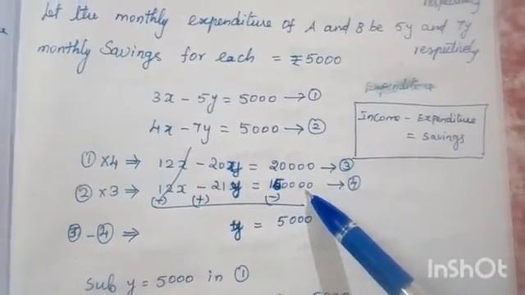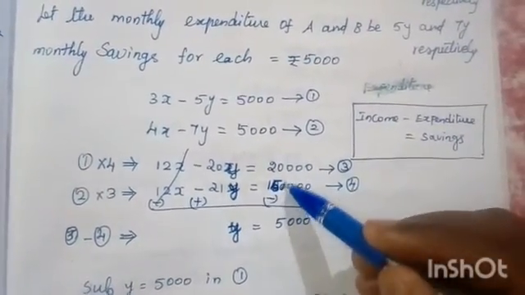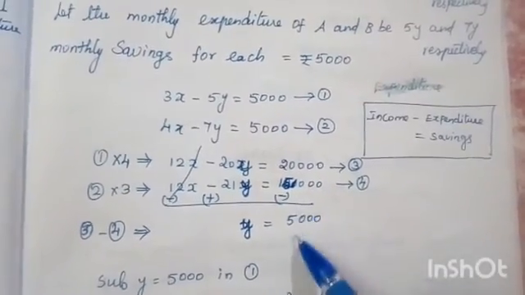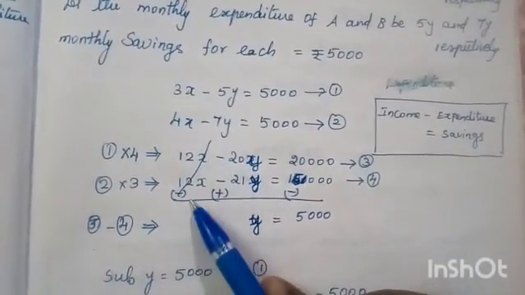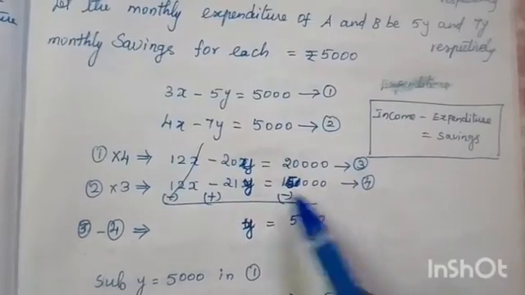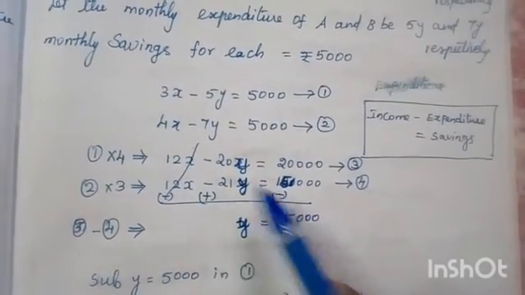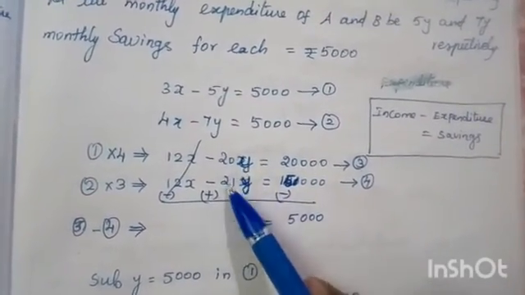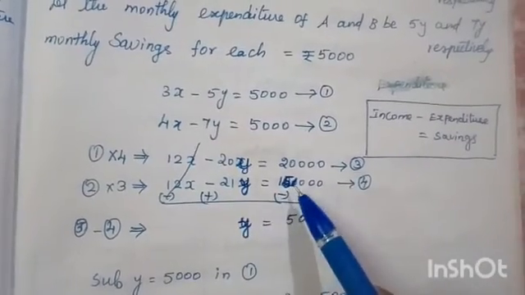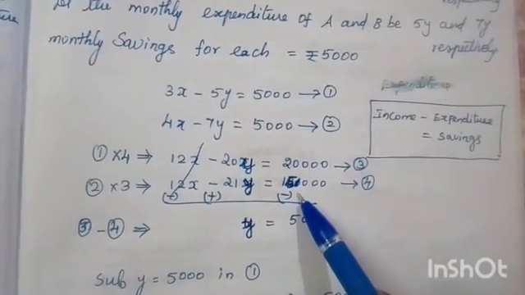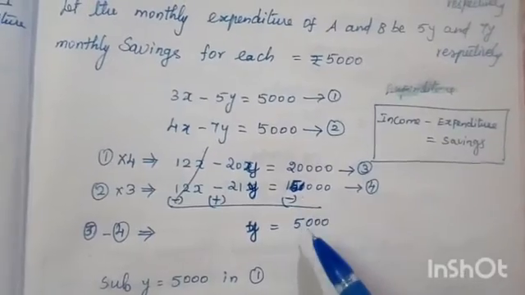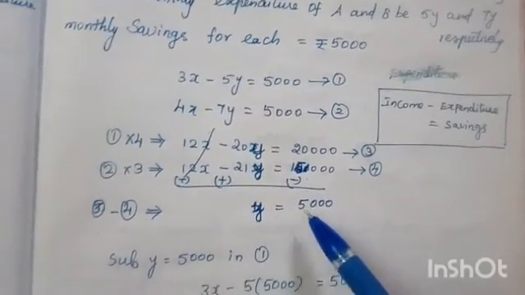15,000. Now subtract the second equation from the first: minus, plus, minus. The 12x terms cancel. 21y minus 20y is y. 20,000 minus 15,000 equal to 5,000. So y equal to 5,000.